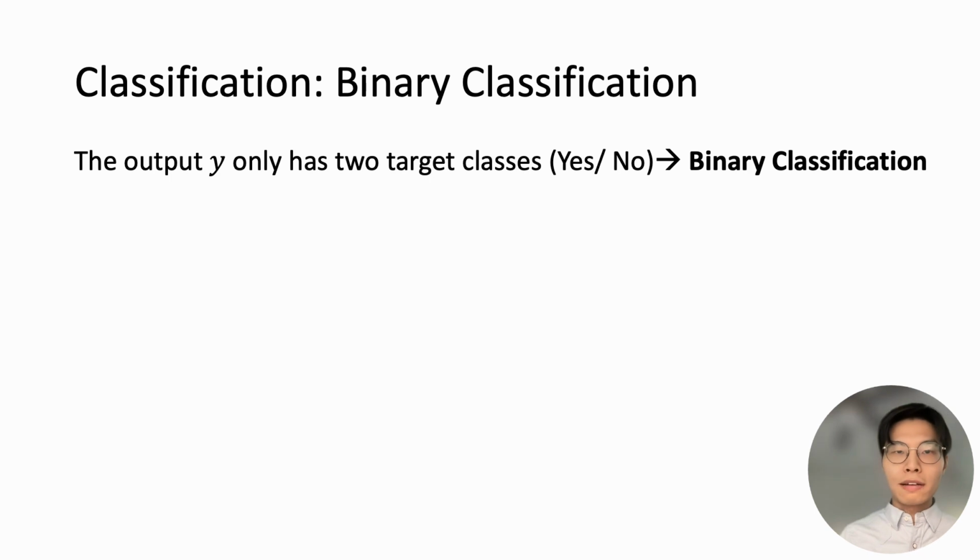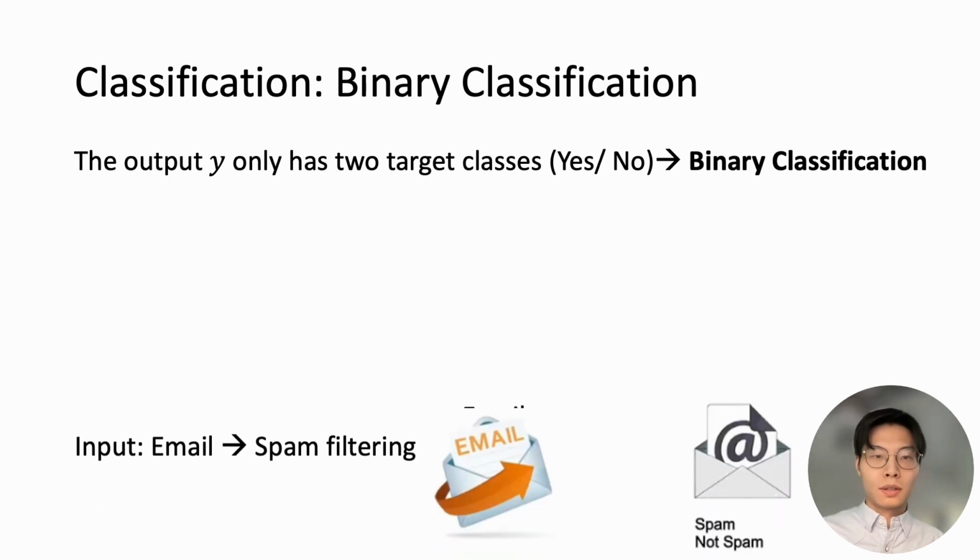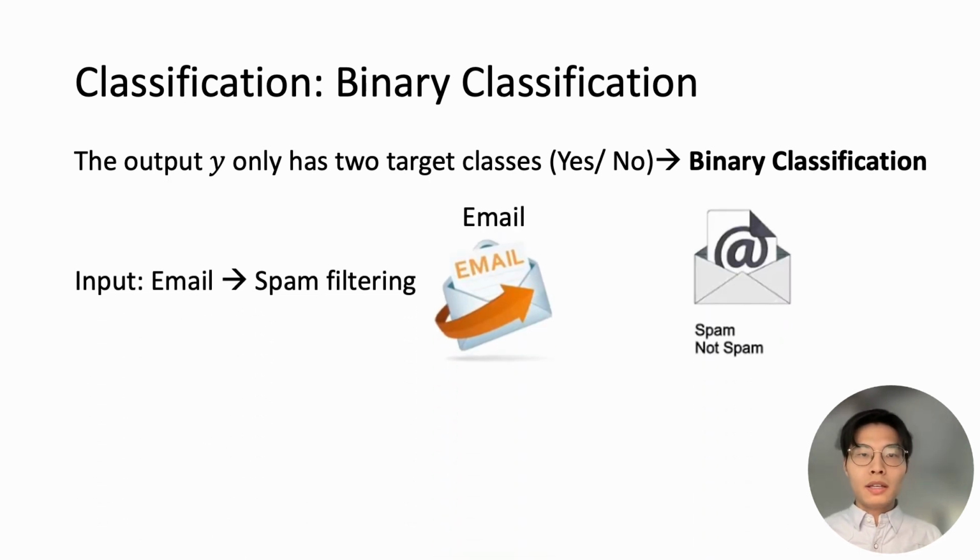Let's first dive deep into the classification problem. The simplest classification problem is a binary classification, which means the output Y only has two targeted classes, typically yes and no. For example, email spam filtering takes the email as the input and classifies whether the email is spam or not.